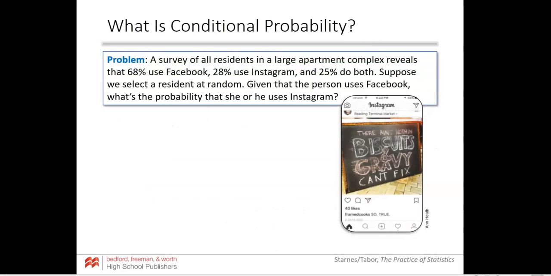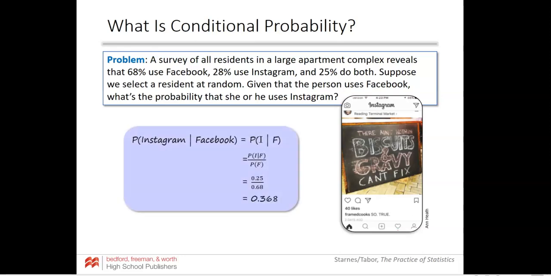Okay, so a survey of all residents in a large apartment complex reveals that 68% use Facebook. I think we used these before. 28% use Instagram, 25% do both. Select a resident at random, given that a person used Facebook. So out of those 68% who use Facebook, what is the probability that they use Instagram? The denominator is 68%, or 0.68. The numerator is both of those things happening, which is 0.25. So you got 0.25 over 0.68, which is 0.368, and you got it.